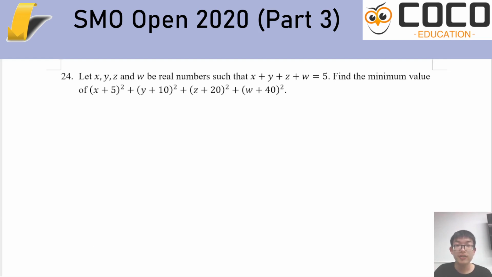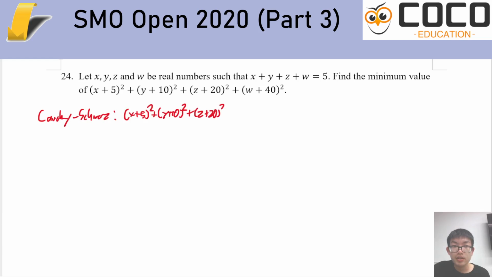For question 24, we have an easy question again. If you know Cauchy-Schwarz, and this is one of the examples that I put into one of the crash course videos on the SMO Open from a year or 2 ago, because this is sort of a textbook example of Cauchy-Schwarz, or equivalently of QMAM, which is the quadratic mean arithmetic mean. I'll write them both down, the Cauchy-Schwarz statement, and then talk about how it works in a second.